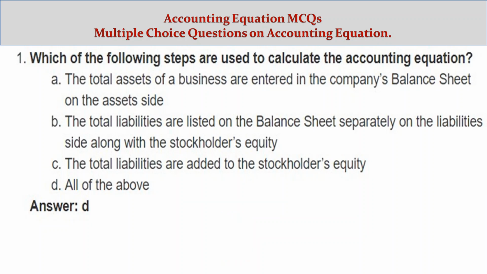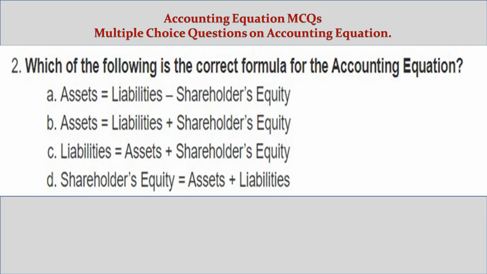Answer D. All of the above. 2. Which of the following is the correct formula for accounting equation? Option A. Assets is equal to liabilities minus shareholders' equity. Option B. Assets is equal to liabilities plus shareholders' equity. Option C. Liabilities is equal to assets plus shareholders' equity. Option D. Shareholders' equity is equal to assets plus liabilities.